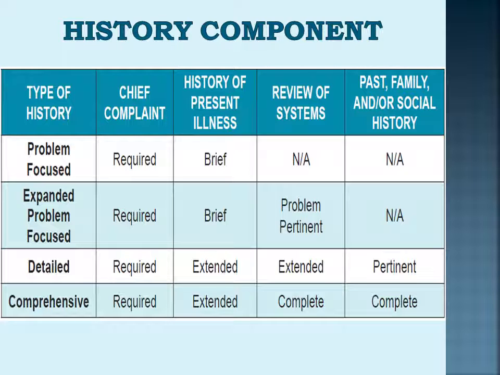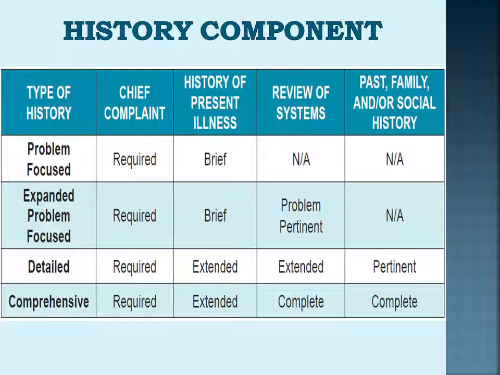So for example, a problem-focused history requires the documentation of the chief complaint and a brief history of the present illness. Take a look in contrast to the detailed history, which requires the documentation of the chief complaint, an extended HPI, an extended review of systems, and the pertinent past family and/or social history. The documentation of the chief complaint is required for all levels, but the extent of information that you gather for all the other elements related to the patient's history really depends upon your clinical judgment and the nature of that chief complaint.